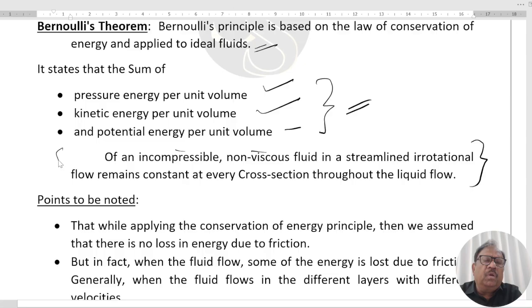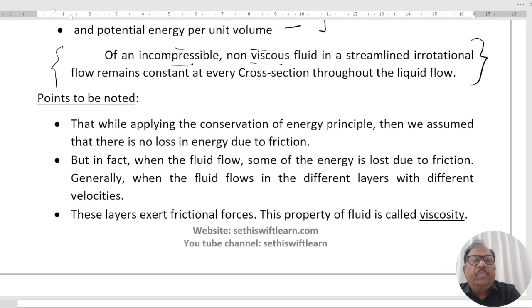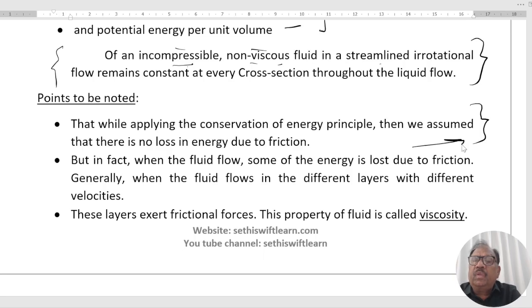So, what are the conditions for ideal fluids? It should be incompressible, non-viscous, streamlined flow, irrotational flow, and the sum remains constant at every cross section throughout the liquid flow. Right? Now, a point to be noted: while applying the conservation of energy principle, we have assumed there is no loss of energy due to friction. While deriving Bernoulli's equation, we have assumed that there is no loss of energy, but actually there is certain loss. In fact, when a fluid flows, some of the energy is lost due to friction.